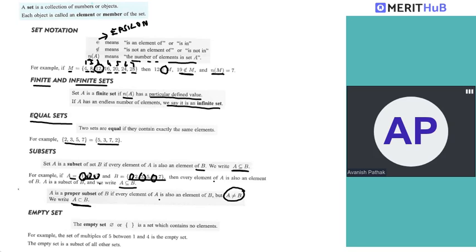Now, the empty set is defined as phi, or there's no element present. For example, the set of multiples of 5 between 1 and 4. We don't have any multiple of 5 between the digits starting from 1 and ending at 4, so it will be an empty set. Empty set means there are no elements. So these are the basic fundamental examples for sets.